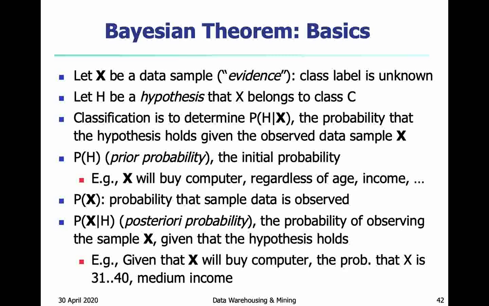Next is P(X). This is the prior probability of X. It is the probability that a person from our data set of customers is of medium age and earns 40,000 per month.